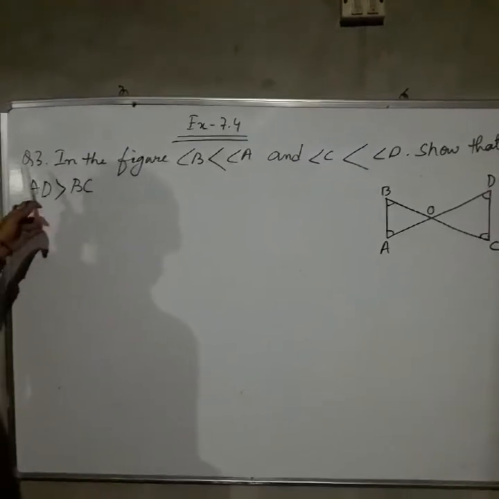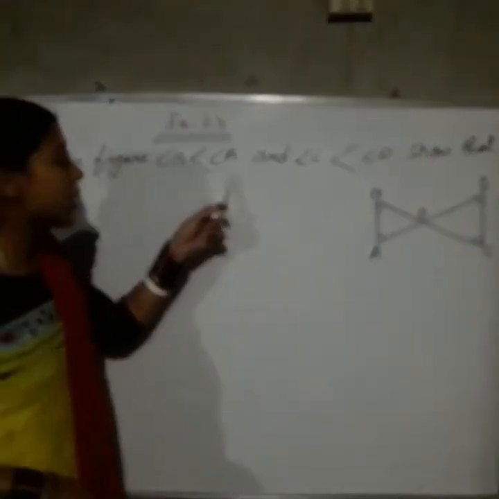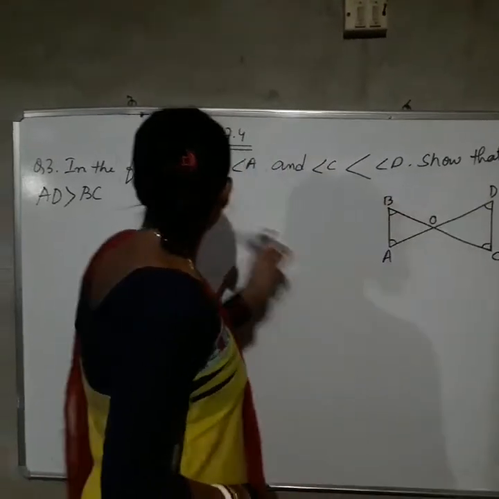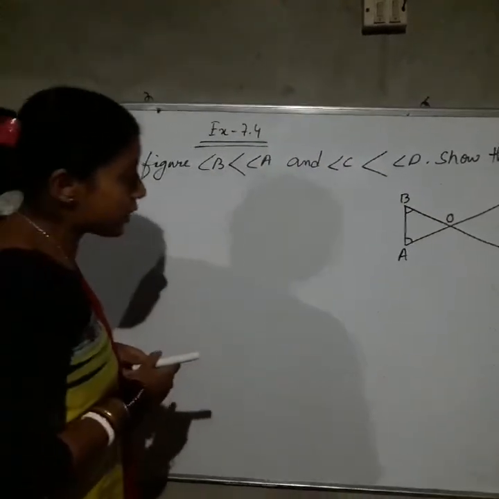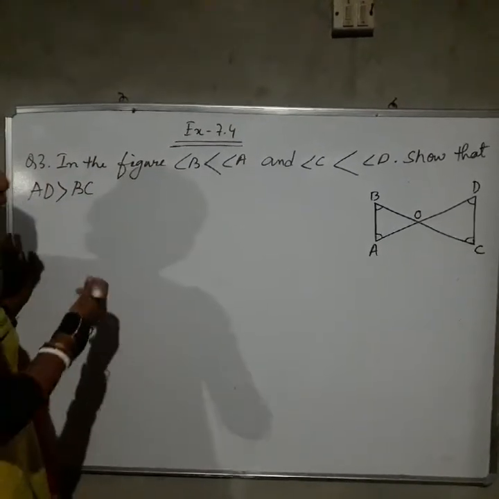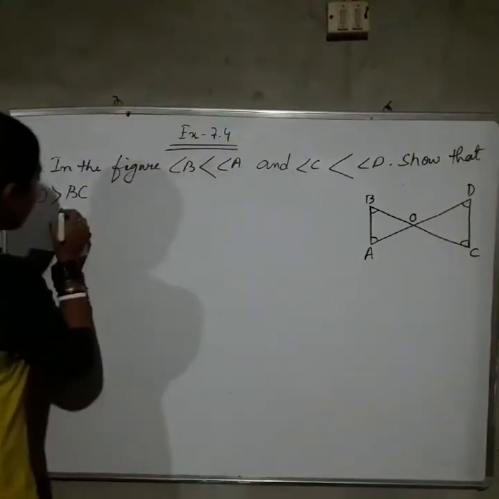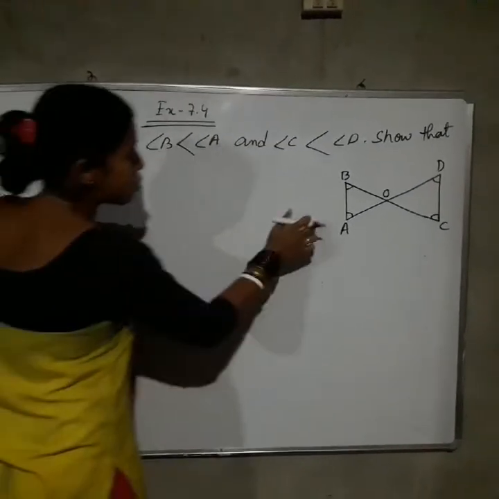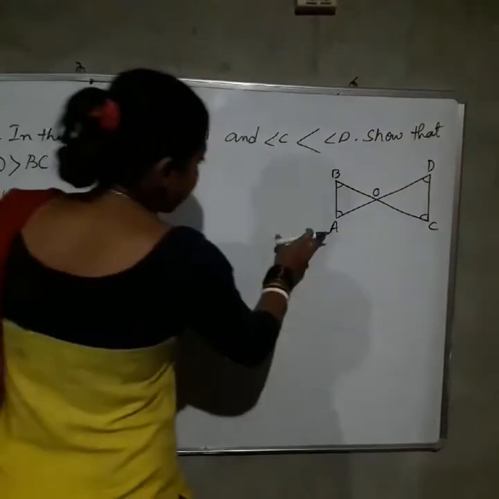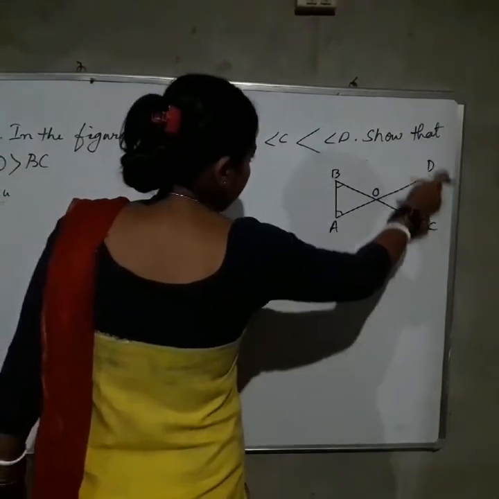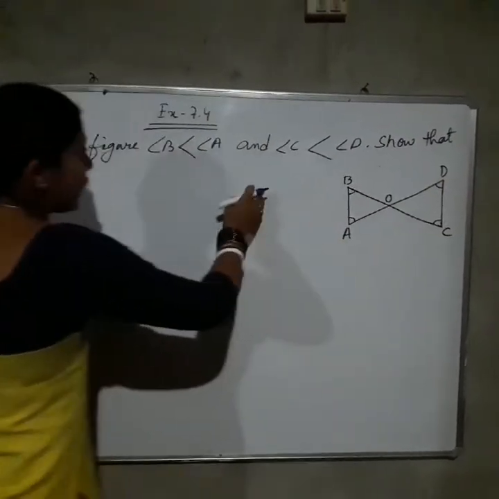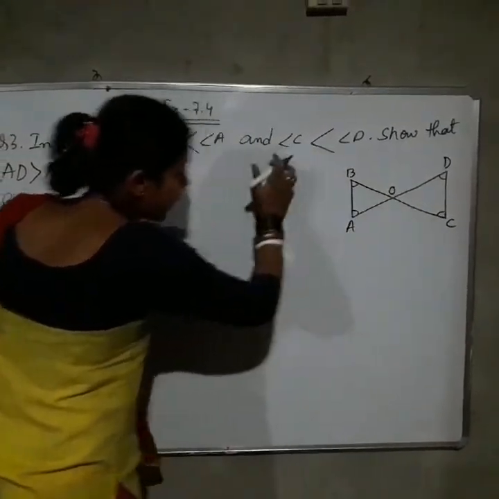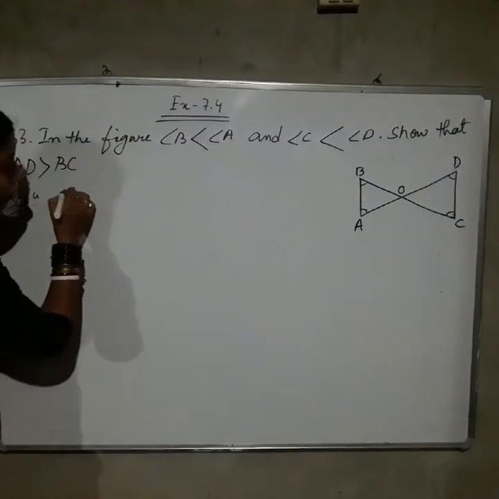Now let's do question number 3. In the figure, angle B is less than angle A and angle C is less than angle D. We have to show that AD is greater than BC. First of all, in the given figure, I hope all of you have understood, angle B is less than angle A, angle C is less than angle D. We have to show that AD is greater than BC.